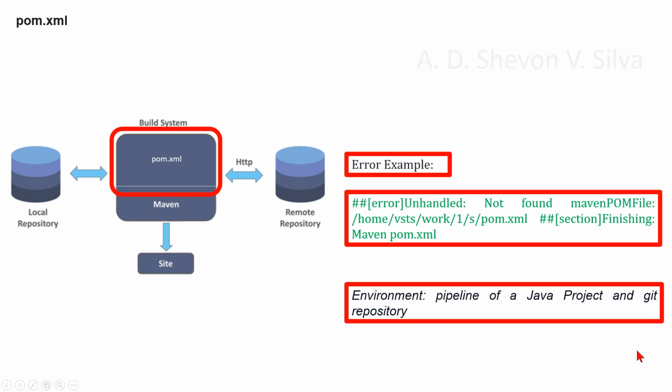As an error example, we can consider this one, which occurred in the environment with a pipeline of a Java project and Git repository. Not found Maven pom file. Error unhandled. Not found Maven pom file /home/vsts/work/1/s/pom.xml. Finishing Maven pom.xml.